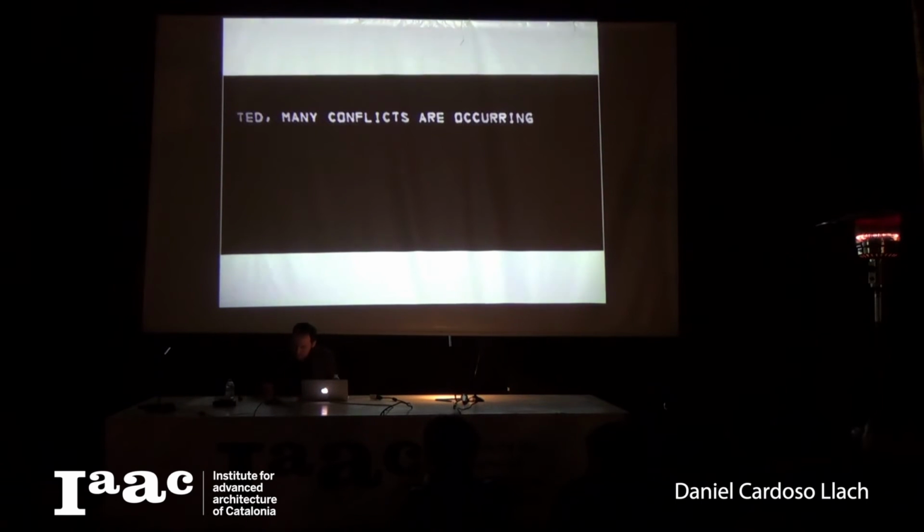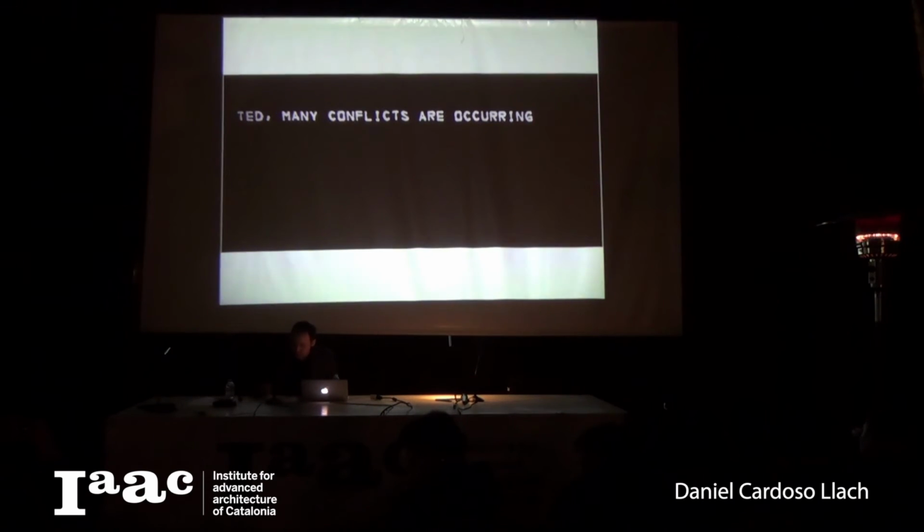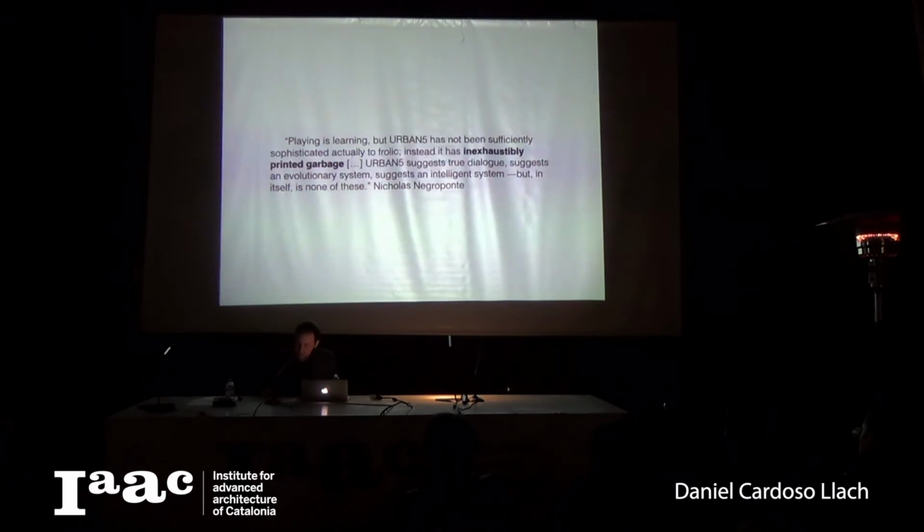However, Urban 5 did not fulfill its designers' expectations because of its inability to enact what Negroponte thought were the attributes of a truly adaptable architecture machine. "Playing is learning, but Urban 5 has not been sufficiently sophisticated actually to frolic. Instead, it has inexhaustibly printed garbage."